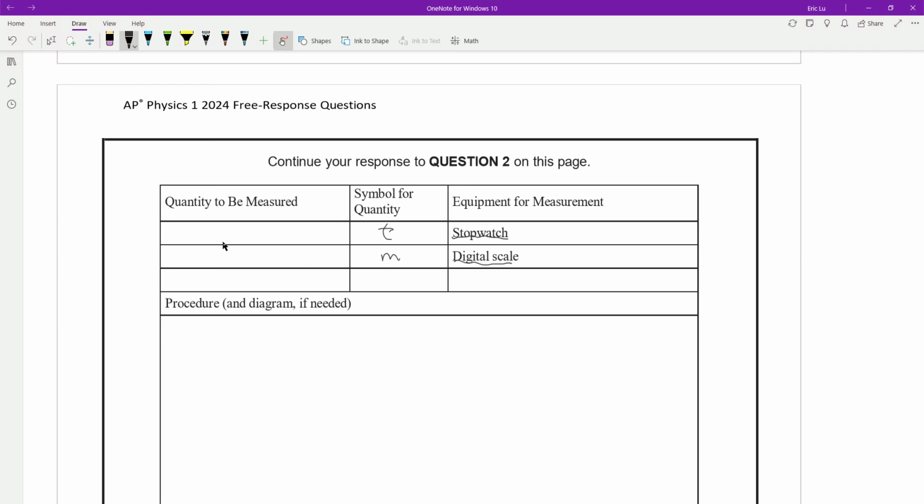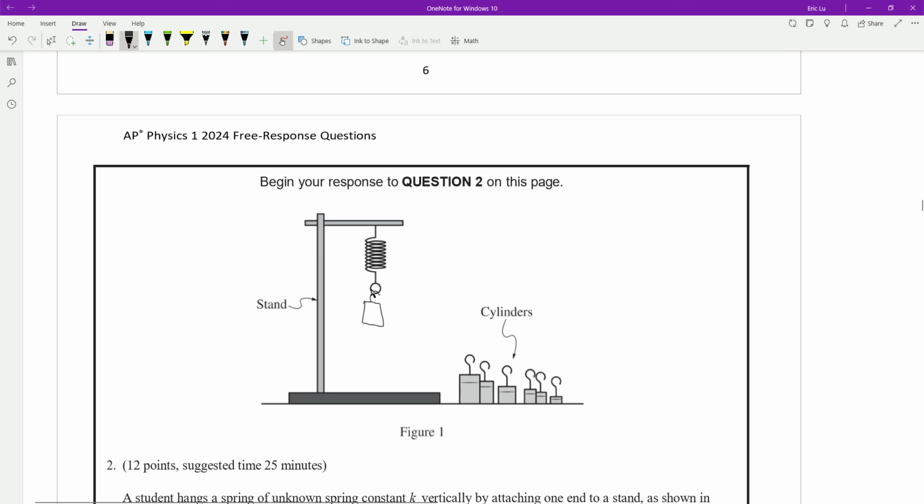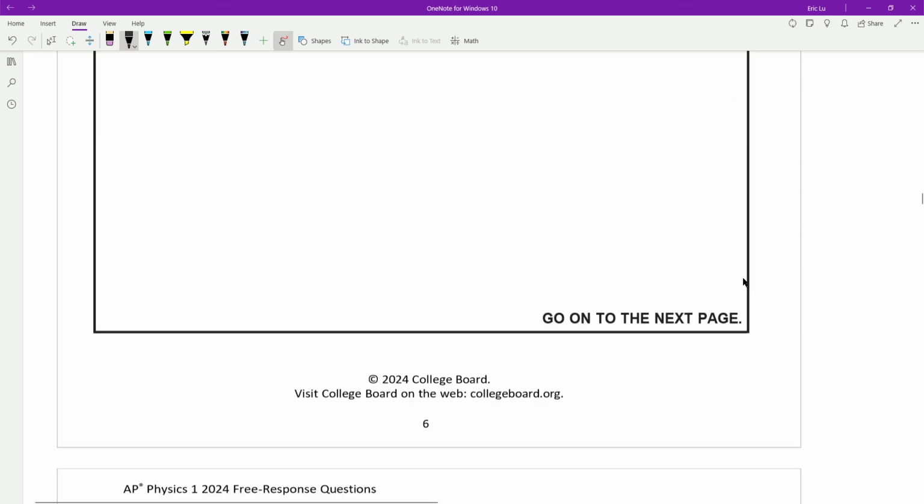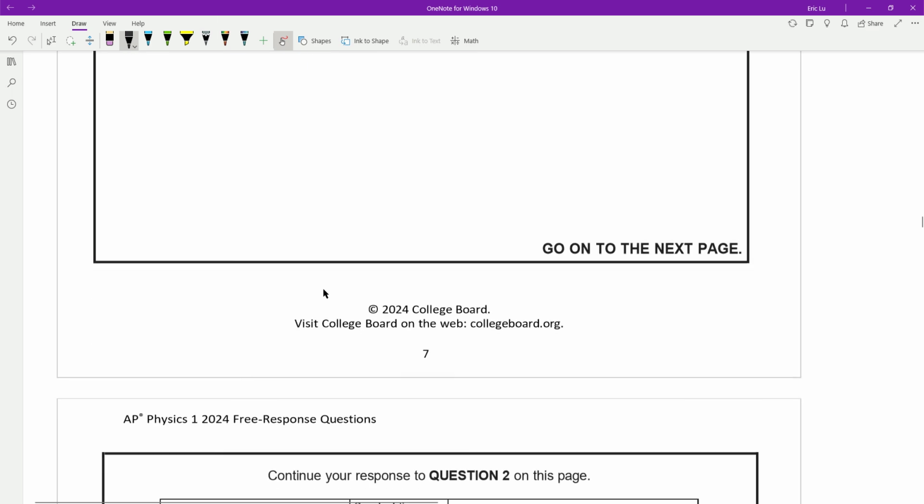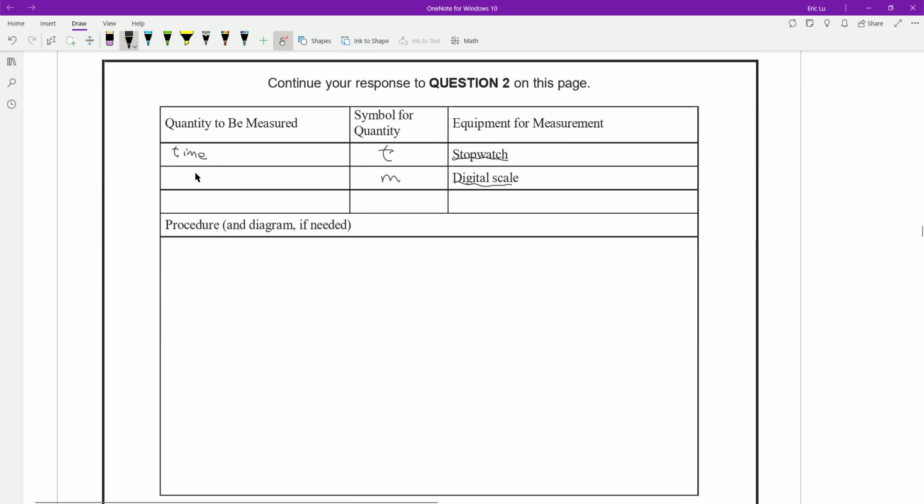Now the quantity to be measured. Well, for the stopwatch, you would need to measure the time, but what part of the time do you need to measure? Do you need to measure the time that the cylinder takes to just go down or to complete a full period? Well, if we go all the way up to our equation sheet, we realize that the period can be defined as an equation which contains the spring constant, and that is probably the equation we're going to use. And that equation is T equals 2 pi root m over k.